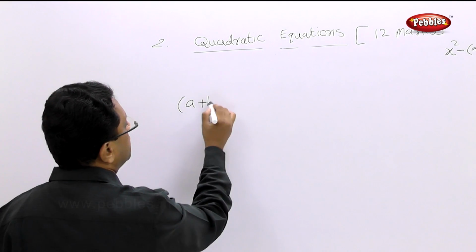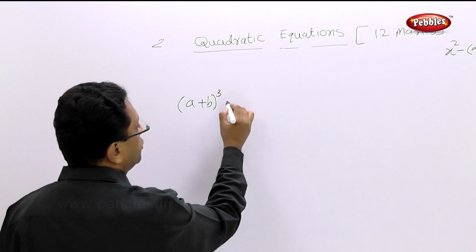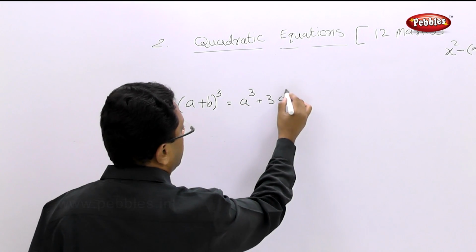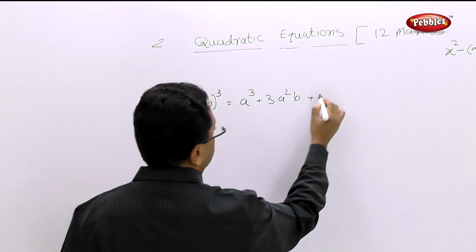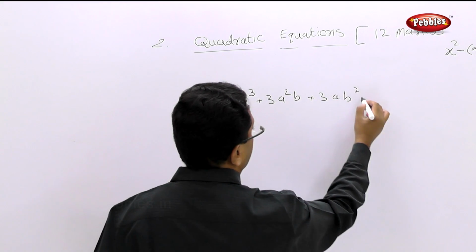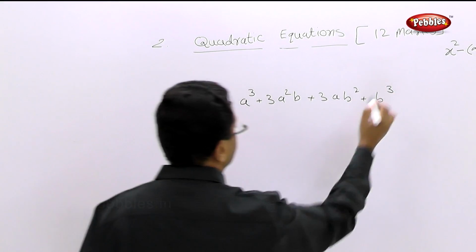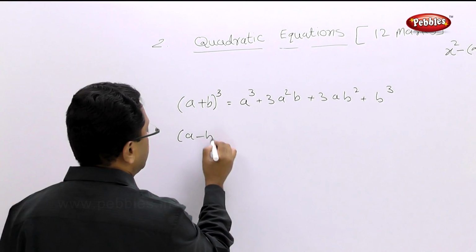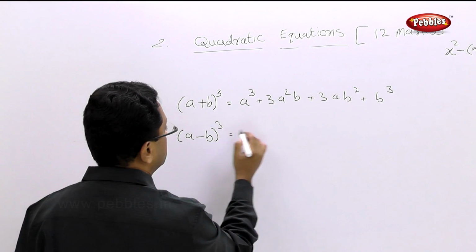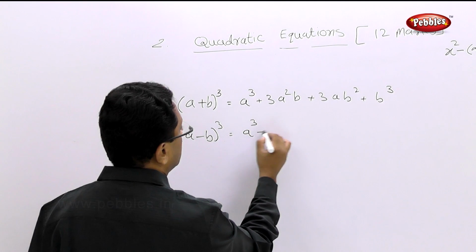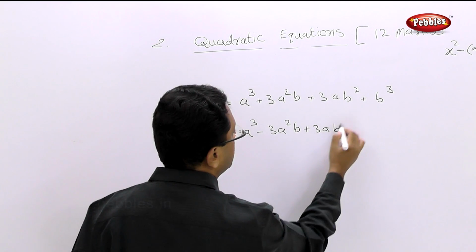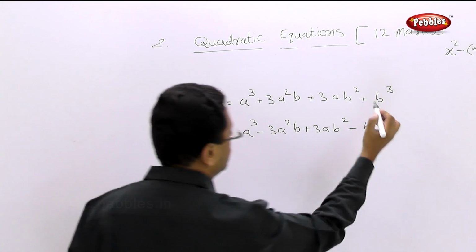(a plus b) bracket cube is a cube plus 3a square b plus 3ab square plus b cube, and (a minus b) cube is equal to a cube minus 3a square b plus 3ab square minus b cube.